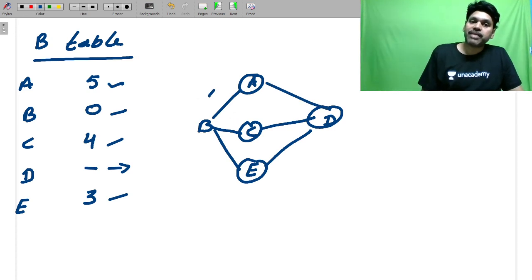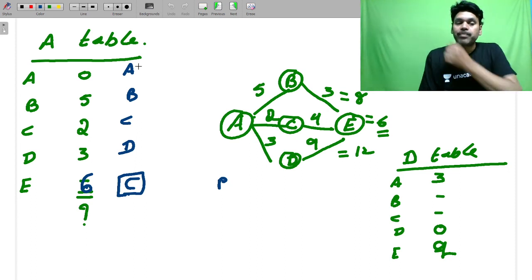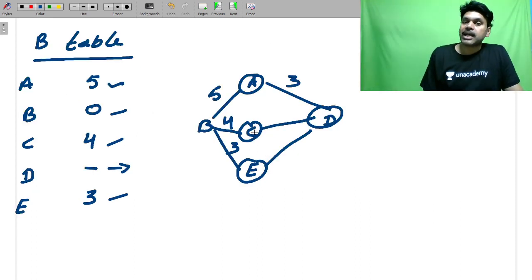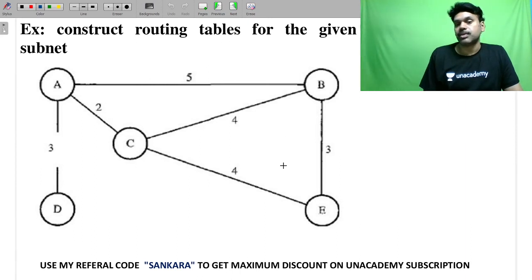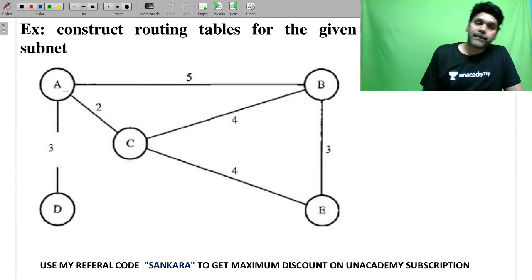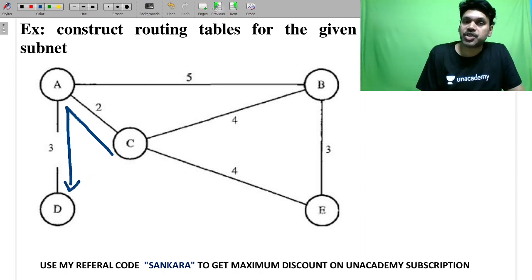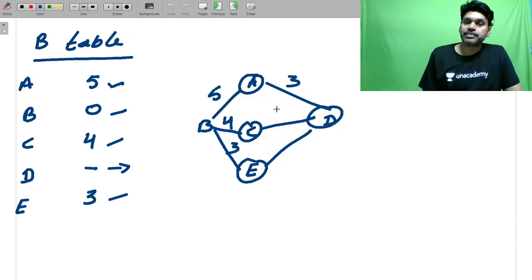So B to A value is a 5. B to C value is a 4. B to E value is a 3. Now A to D how much? Come to A table. A to D it is a 3. And B to C and C to D. C to D value, what is the C to D? Come to C table. So C to D. So you see if you can go like this, its value is 5. That is only shorter. Always we prefer shorter only. So C to D is a 5.